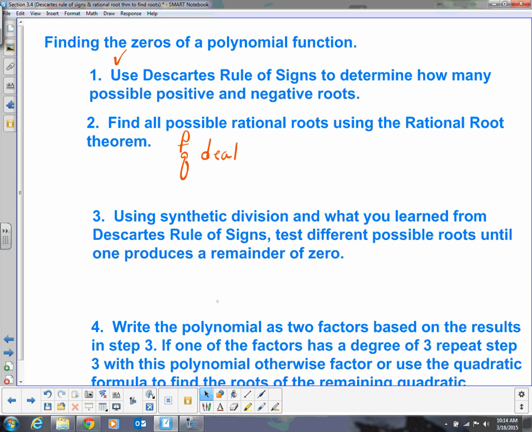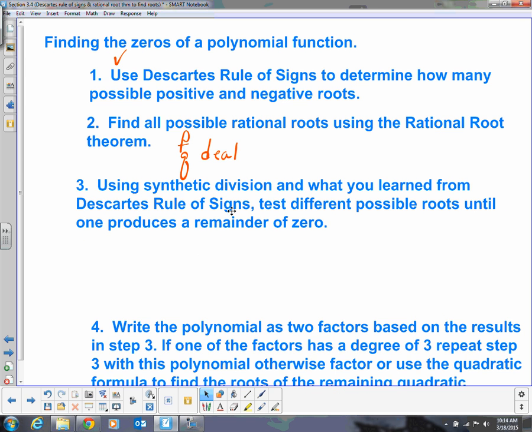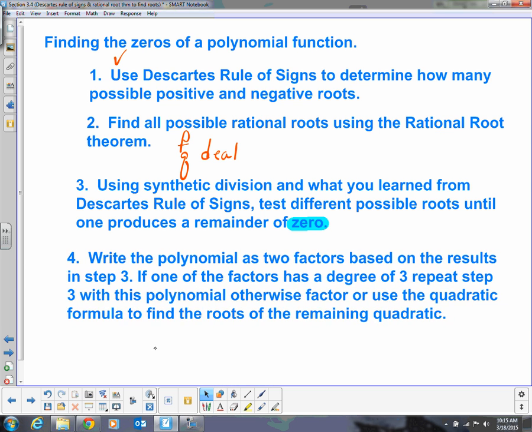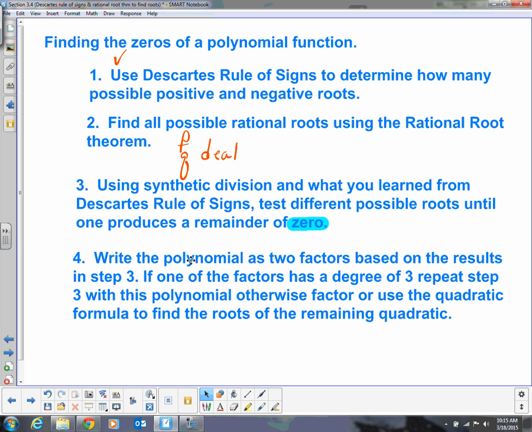Now, using synthetic division and what you learned from Descartes' rule of signs, eeny, meeny, miny, mo, you are going to test different possible roots until one produces a remainder of what? 0. When you get 0 as a remainder, then write the polynomial. At that point, you're going to write the quadratic or the polynomial that follows as 2 factors based on the results in step 3.